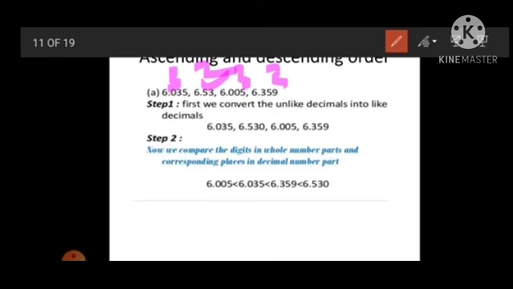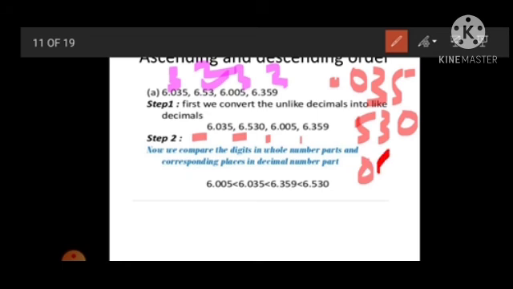Now we compare the digits in the whole number parts and the corresponding places in the decimal number part. First we see 6.035, 6.530, 6.005 and 6.359. The whole numbers are the same. Now 0.035, 530, 005 and 359. Okay.